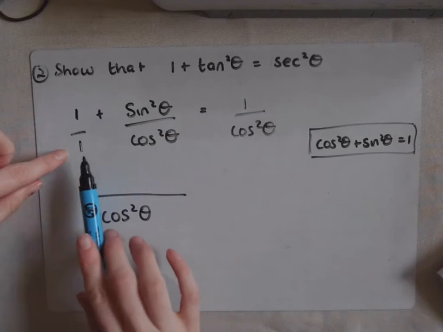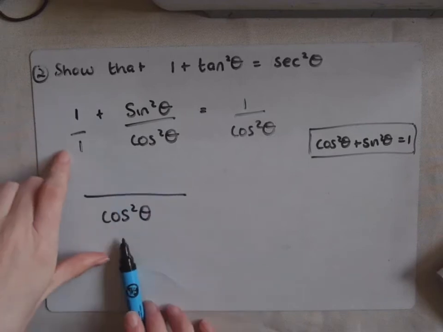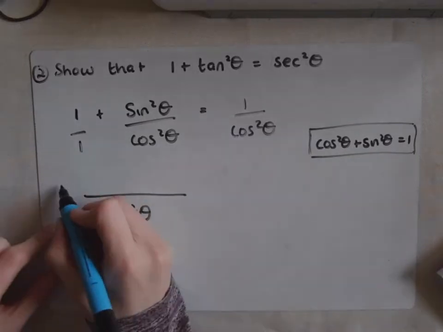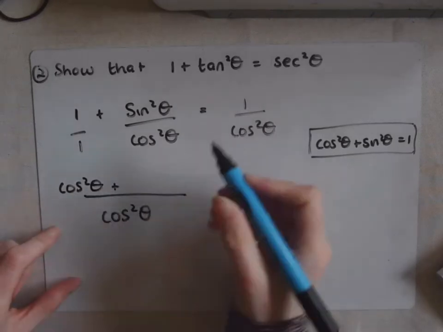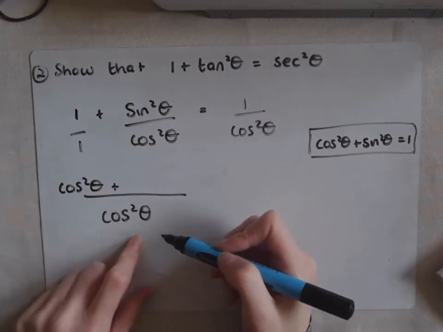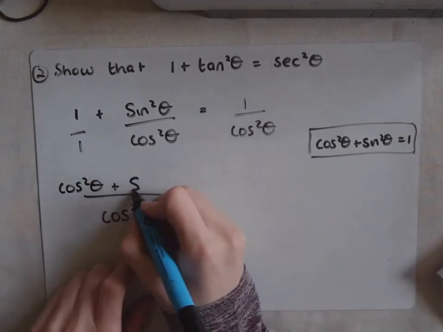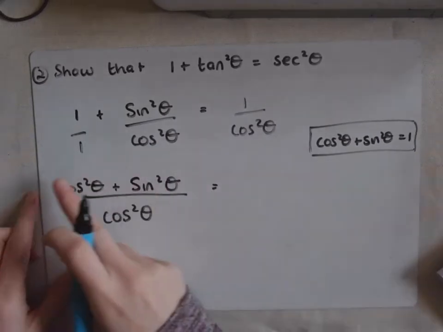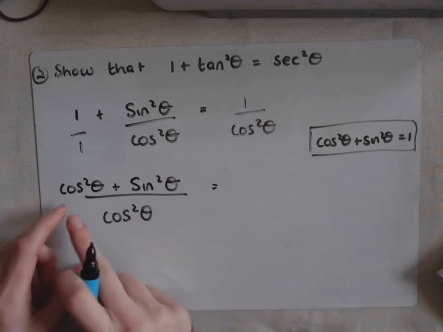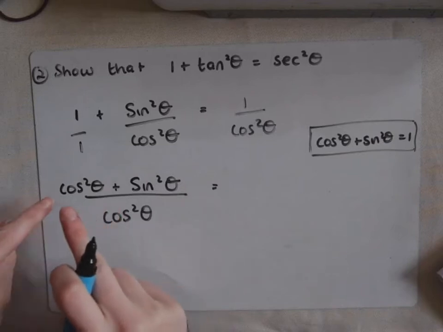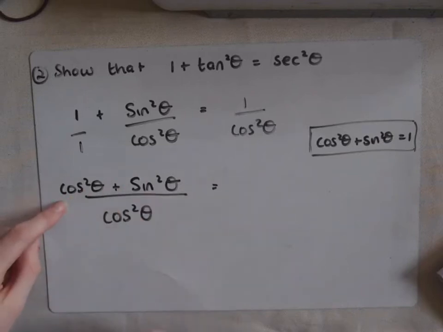So coming back to my common denominator, what did I have to multiply 1 by to make it cos squared theta? Cos squared theta. And if I multiply the bottom by cos squared theta, I have to multiply the top by cos squared theta. Now, multiply cos squared theta by 1 to get cos squared theta. So if I multiply the bottom by 1, I just have to multiply the top by 1. So this is what I'm left with. I'm just working on the left hand side here. So I've got cos squared theta plus sine squared theta over cos squared theta. What is cos squared theta plus sine squared theta?